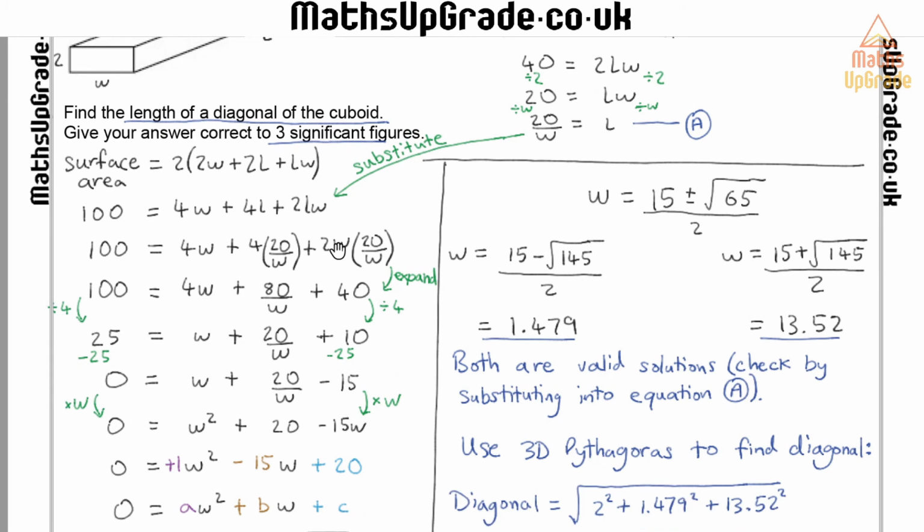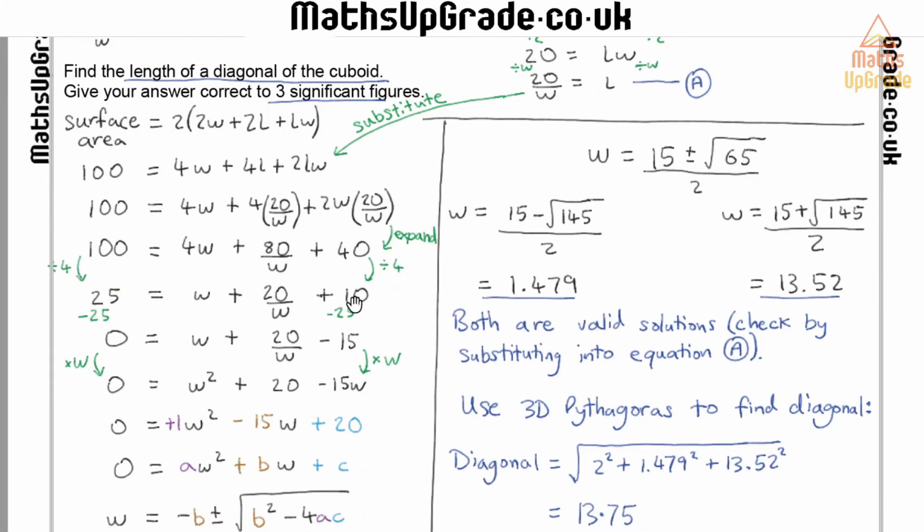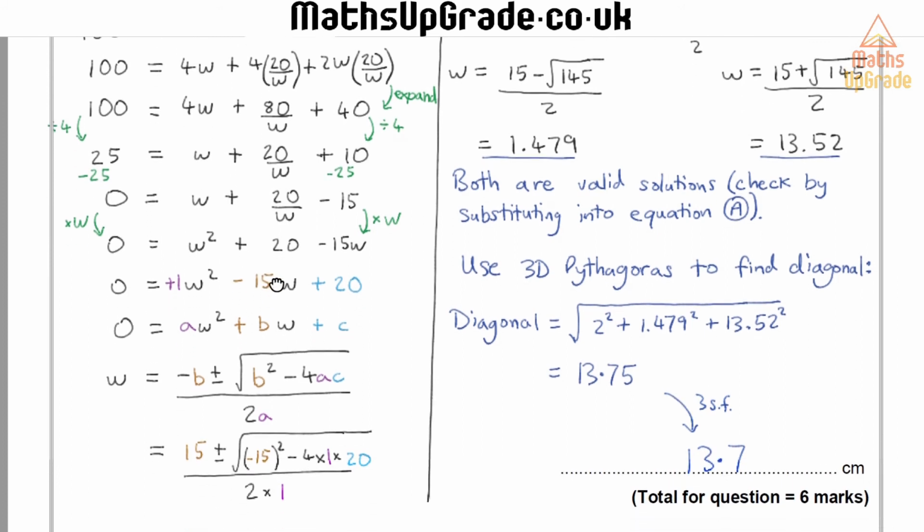I just need to expand this now. If I expand this and then divide by 4, I'll get 25 equals W plus 20 over W plus 10. I just need to neaten this all up now. I'm going to make it equal to 0 by subtracting 25 from both sides. I'm also going to multiply by W, since I can see that I can do that to get a proper quadratic. If I multiply by W, I'll get W squared plus 20 minus 15W. I'm going to rearrange so it's in the form of a quadratic, and that gives me 0 equals W squared minus 15W plus 20. By inspection, you can see the values of A, B and C.